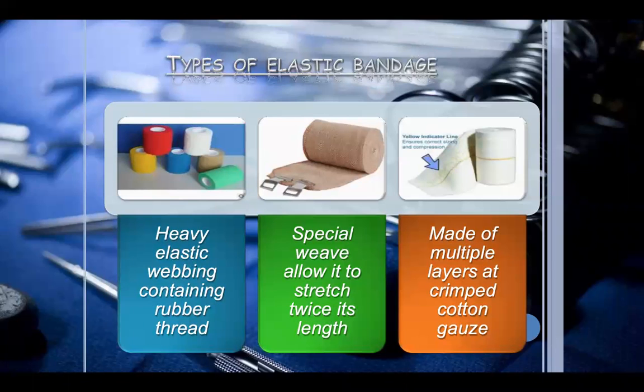Then the types of elastic bandage, what are they? They are heavy elastic webbing containing rubber threads. Sometimes they have rubber thread bandage. They have a special weave that allows them to stretch twice their length.